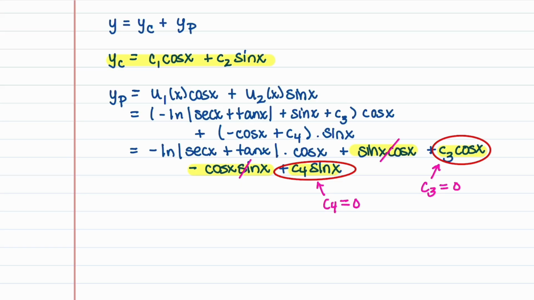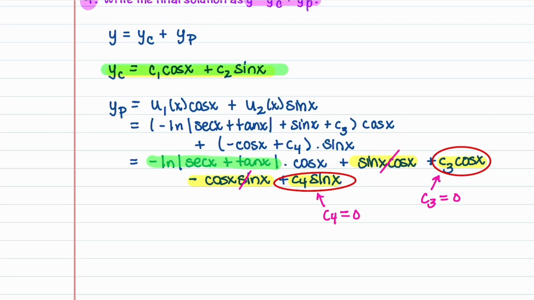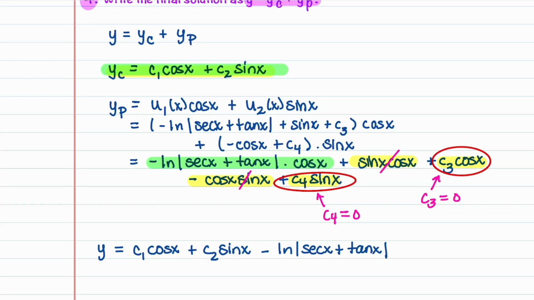Now let's put this all together. We are going to combine this equation and this equation. This gives us that our solution y is C1 cosine x plus C2 sine x minus natural log absolute value secant x plus tangent x times cosine x. And there's our final solution.